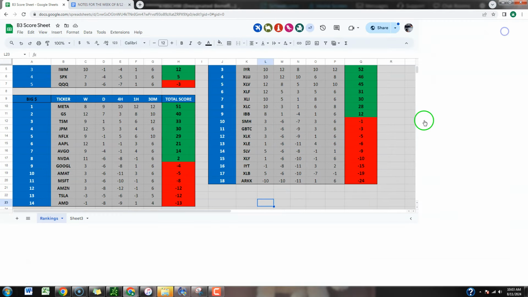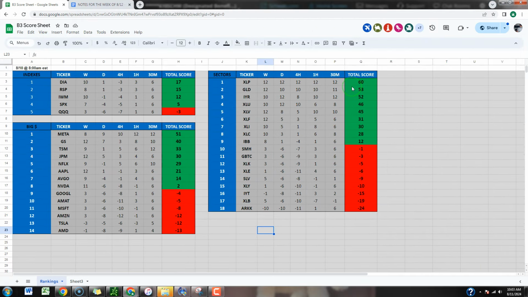Over on the sectors, top dog is XLP. I think a few of you bought some XLP last week. XLP, Procter Gamble. It's by far got the best setup, I think, out of all the sectors. We'll take a look at that here in a minute. XLP gets a perfect 60. Gold gets a 53. My game plan for tonight when the futures open might be a trade here in the gold futures. Real estate a 52. Utilities a 46. Some healthcare, some financials, some industrials.